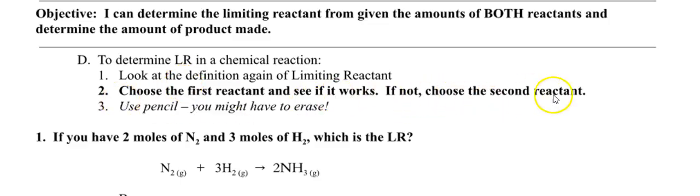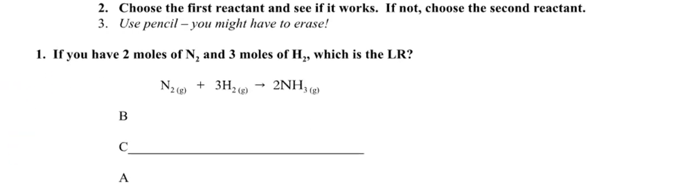If not, choose the second reactant. And of course, you might want to use the pencil because you might have to erase, okay? So now what? Let's just start off easy. I'll start with moles to make life easy on you. If you have 2 moles of nitrogen and 3 moles of hydrogen, which is the limiting reactant?